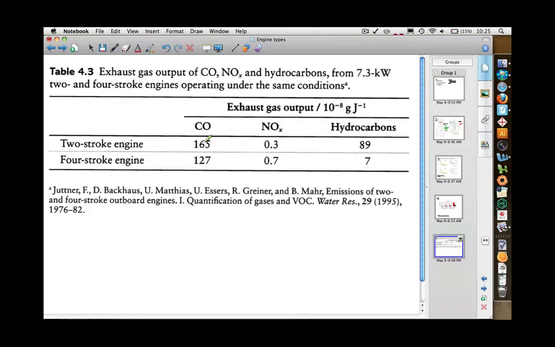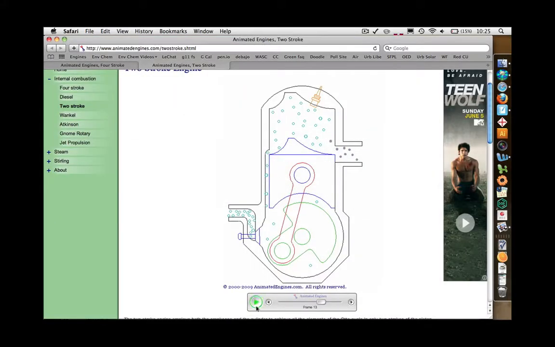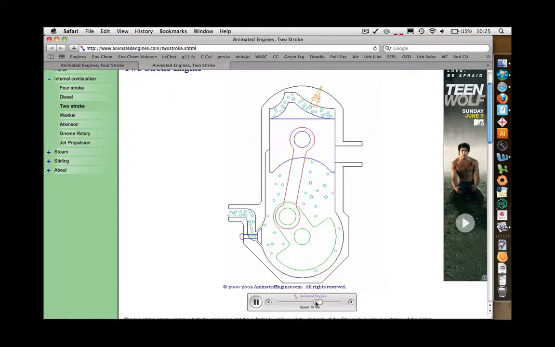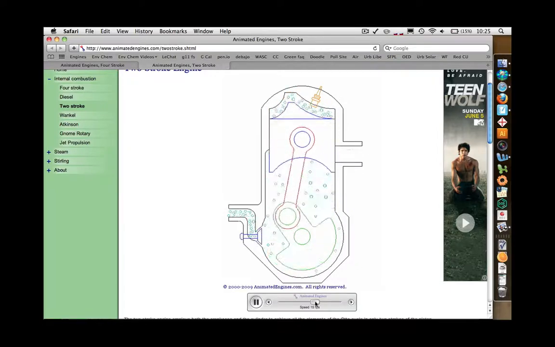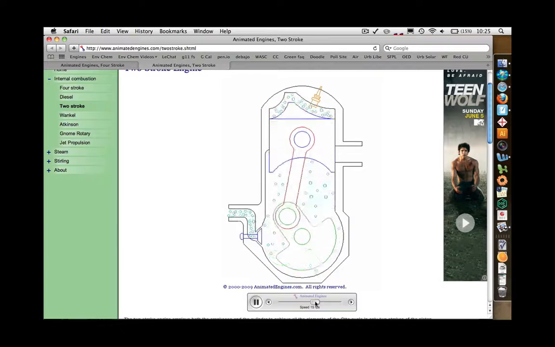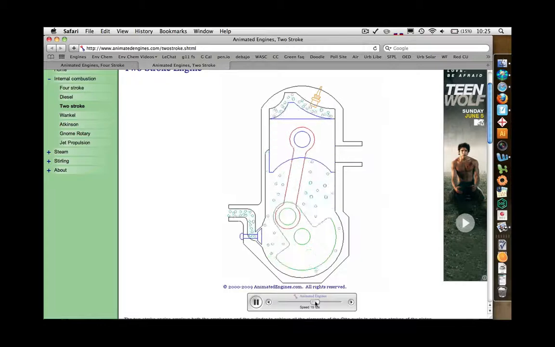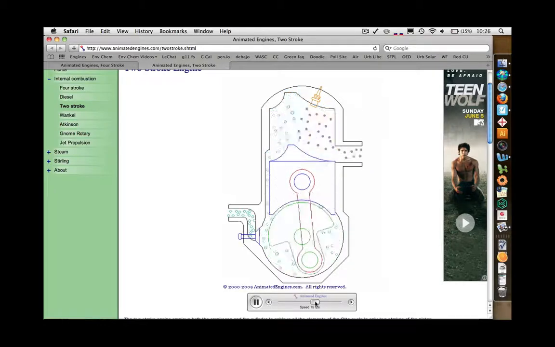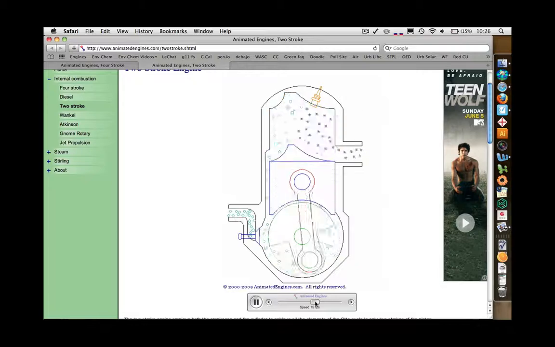So why use a two-stroke engine at all? Well, because basically, if you think about this process, there's more power strokes happening per rotation. So in other words, there's more power being delivered per time to the crankshaft. So they end up being lighter and smaller, and thus they're used in smaller motors often.